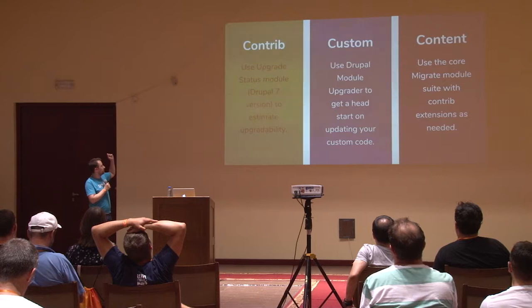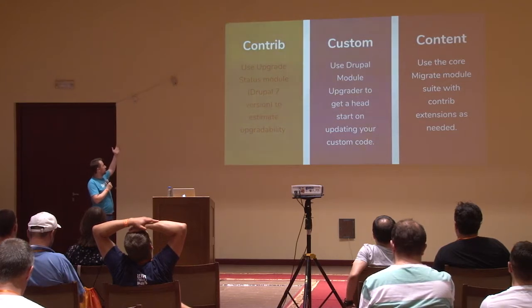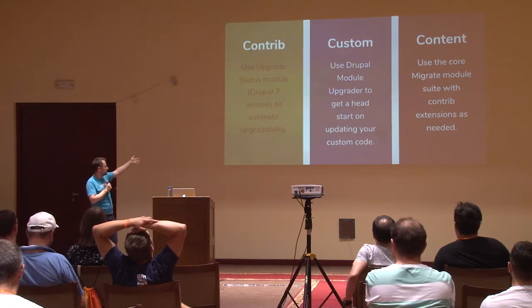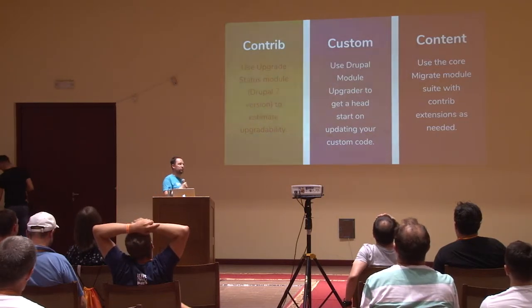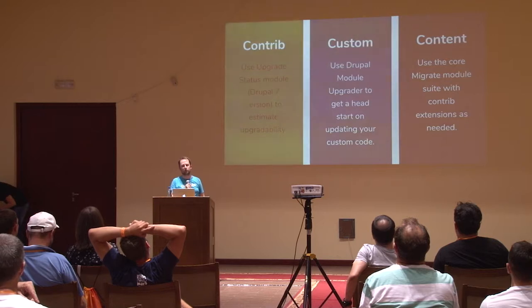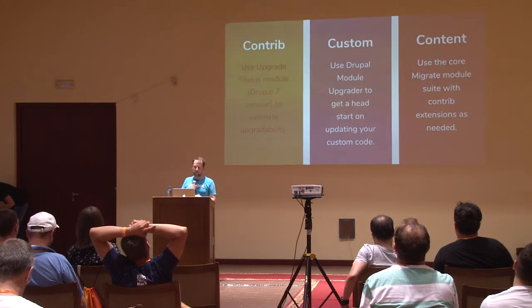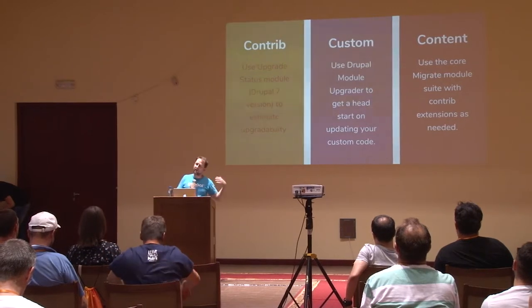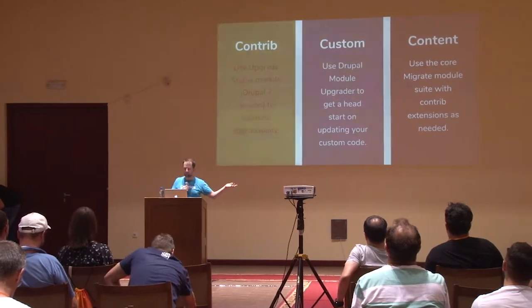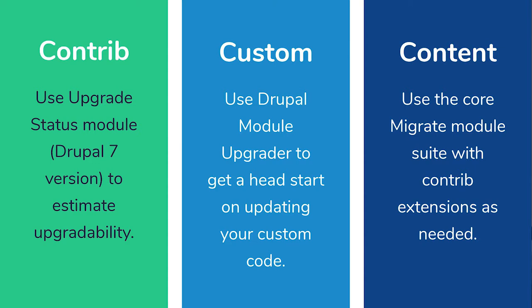But obviously you have contributed modules, you should look at the upgrade status module, the Drupal 7 version, to estimate your upgradability. For all of your custom code, you should use the Drupal module upgrader, which generates you patches for your custom code to update to Drupal 8 and consequently Drupal 9. And for all of your content, use the migrate modules in Drupal core. As I said, all of these have problems.